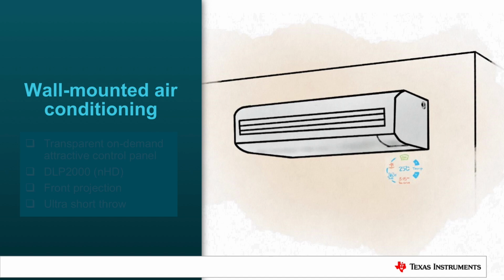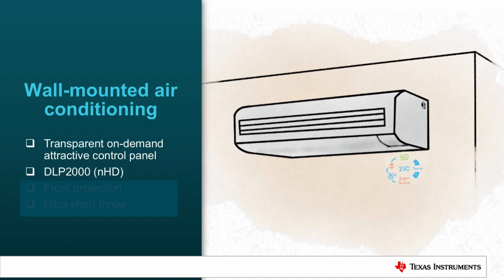At a high level, you could introduce the concept of a transparent, on-demand, attractive control panel. When the user gets towards the air conditioning system, the control panel turns on and then shows the different options. Obviously, this can be interactive. Not a lot of resolution is required for this purpose. One device that may be well suited for this is the DLP2000, which has nHD resolution.